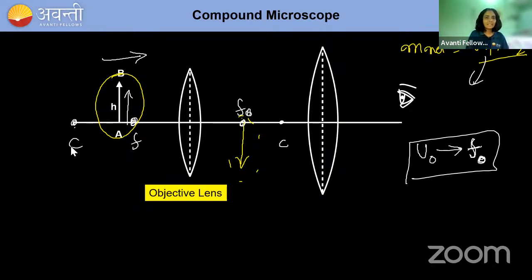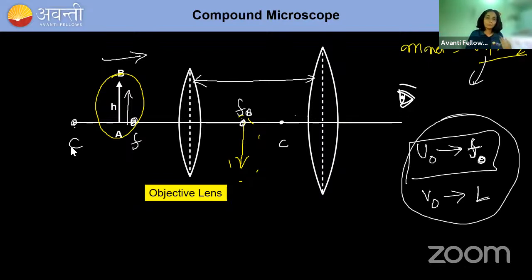So if image is getting formed beyond F naught, we can say that image is getting formed very close to the eyepiece. So we can say that image distance is approximately equal to the tube length. Okay, so image distance we approximate with what? Tube length. This is very important if you are going to solve the question, and the question came in 2022, 23 also, right? So these two things are very important.